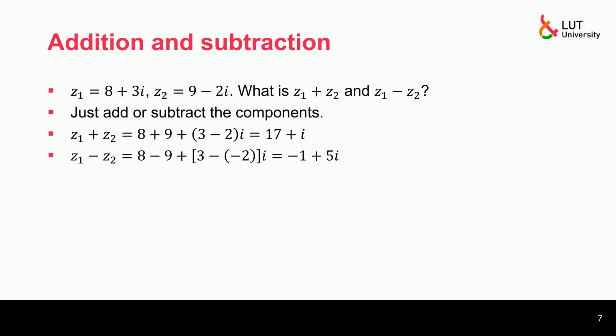So addition and subtraction are really easy. The sum is just the sum by parts. So here are the real parts, here are the imaginary parts. Real parts sum up to 17, imaginary parts sum up to 1, which we usually do not write, so this plus i is the same as plus 1i. And then on subtraction, 8 minus 9 is minus 1, and 3 minus 2 is 5, and we get that.